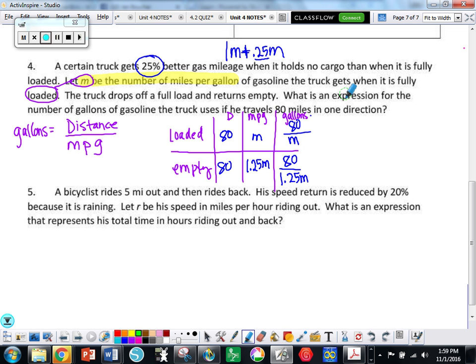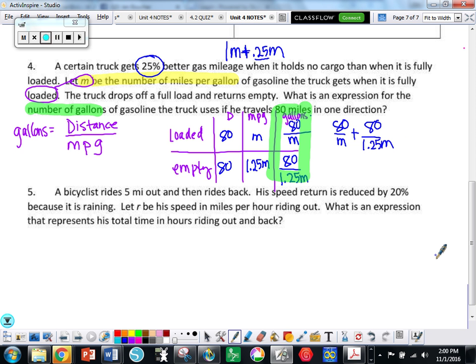But we need to do what? What is an expression for the total number of gallons the driver uses? So I need to come up with an expression combining those two. Will I add them or will I subtract them? I would add them. Good. Let's try that. So I've got 80 over M plus 80 over 1.25M, which is how this corresponds to what we're doing today.